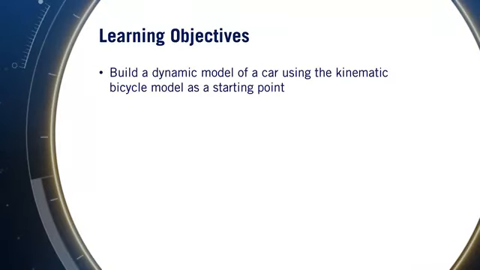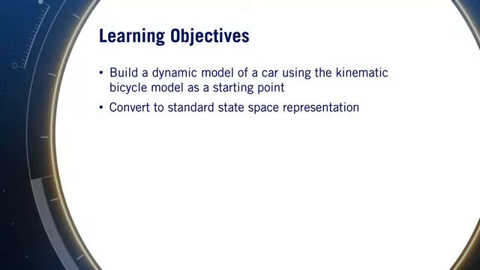In the previous video, we covered longitudinal dynamics for a vehicle. In this lesson, we will cover the dynamic modeling of a four-wheel car based on the bicycle modeling approach. By the end of this video, you will be able to build a dynamic model of a car using the kinematic bicycle model as a starting point, and represent it in a standard state space form suitable for lateral control design.